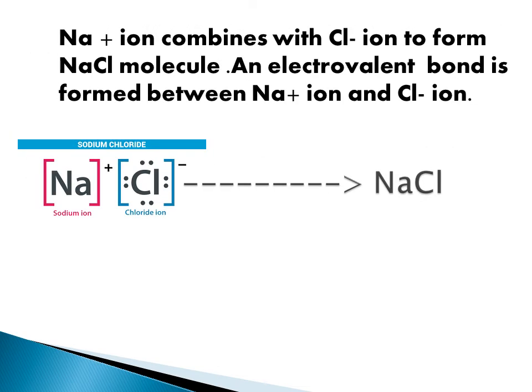Na+ ion combines with Cl minus ion to form NaCl molecule. An electrovalent bond is formed between Na+ ion and Cl minus ion. Here the bond is formed between sodium and chlorine by the transfer of electrons. Sodium gives one electron and chlorine accepts that electron.